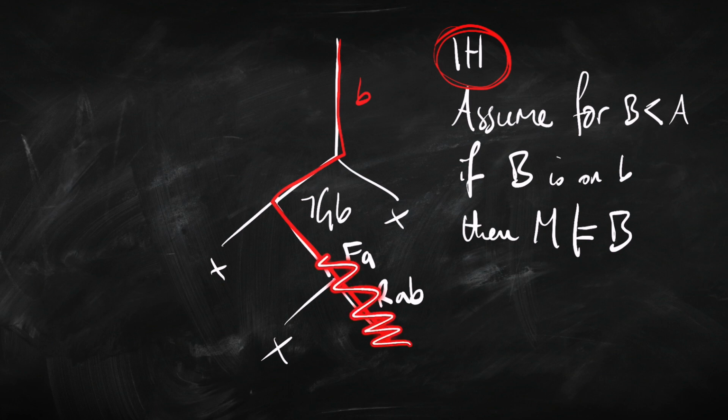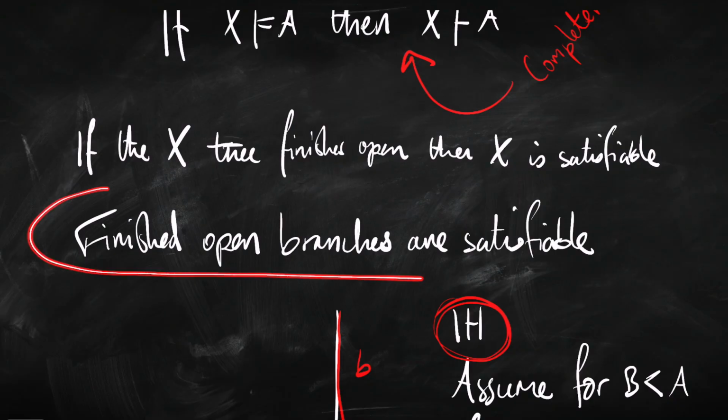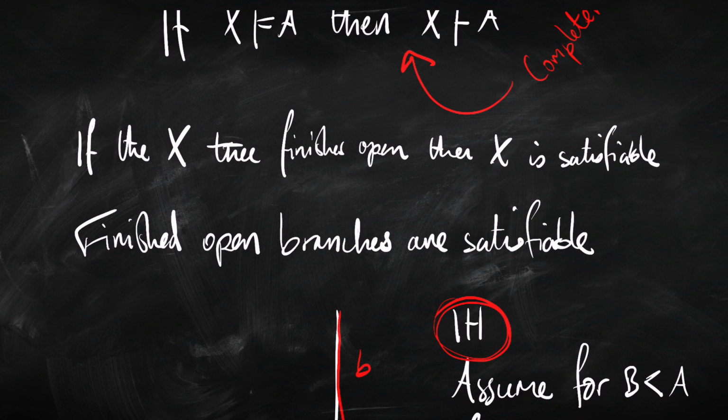What we've shown there is that any sentence of any complexity, if it's on the branch, is made true by the model. So, all the sentences on the branch are made true by the model. In other words, the model that we constructed from the information on this branch satisfies all the sentences on it. That shows that finished open branches are satisfiable. And that's what we needed to prove completeness. And that completes our completeness proof.